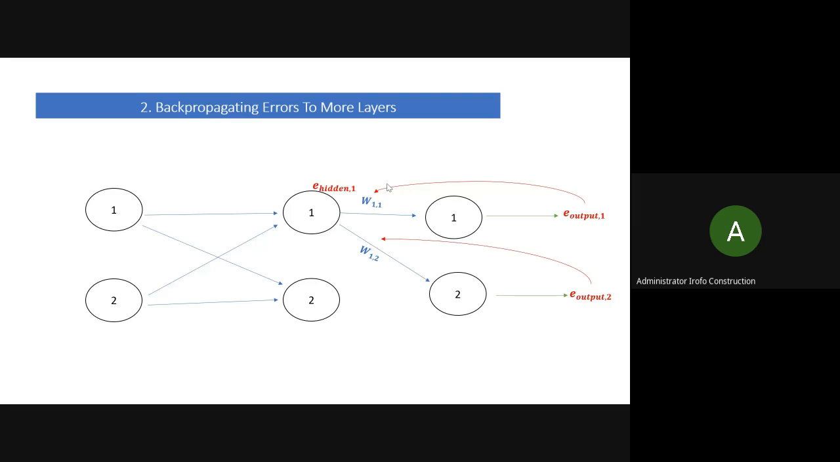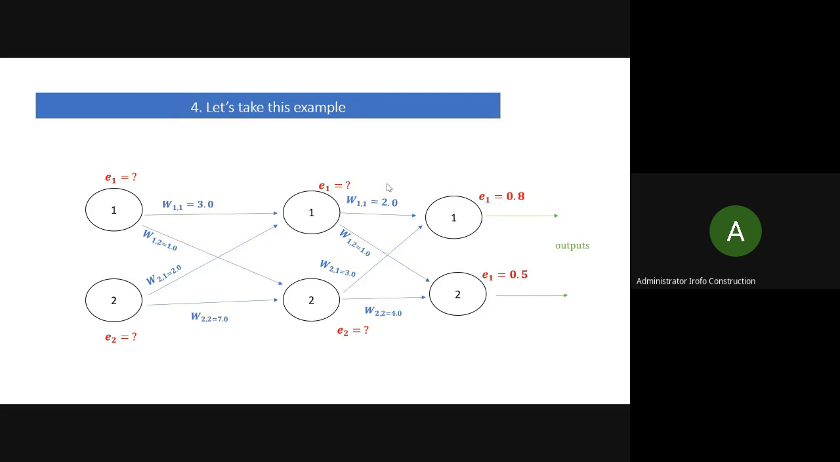So let's see if you can take an example. Something here. You can see you have three layers here, and the output layer has two nodes, this one and this one. With the first output node here, the E signifies an error. You can see this E1 has an error of 0.8.